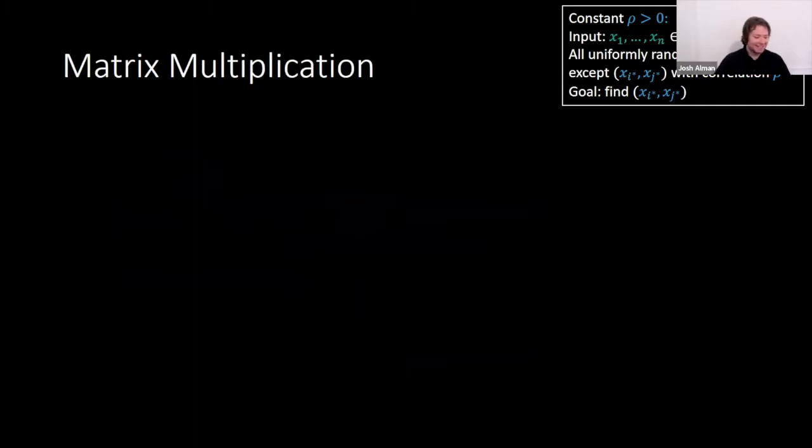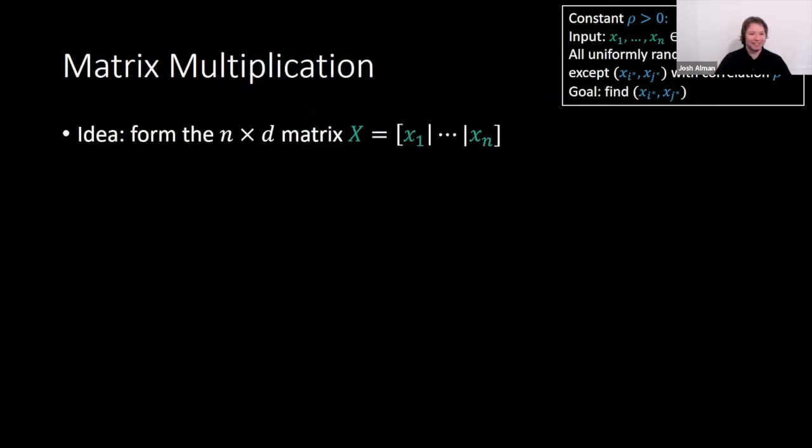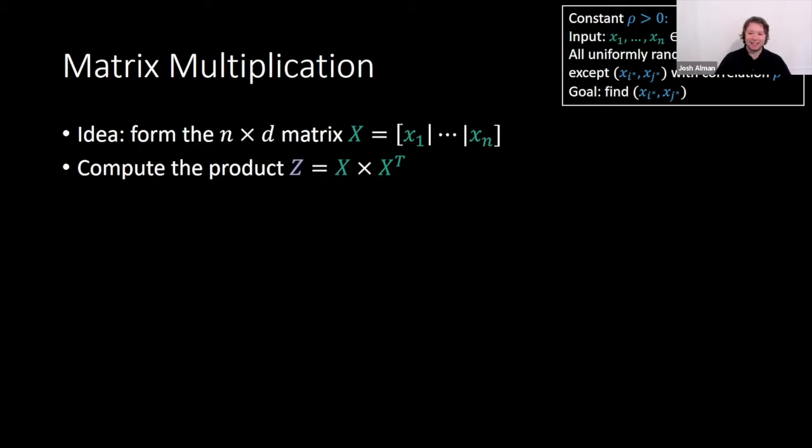Here's idea 0 for how to use matrix multiplication to solve this problem. This is the most straightforward idea, and it's not going to be fast enough. We're going to start by just forming the n by d matrix of all these input vectors. The input, remember, is n vectors of dimension d. I'm going to put them next to each other into a matrix, and then compute the product x times x transpose.